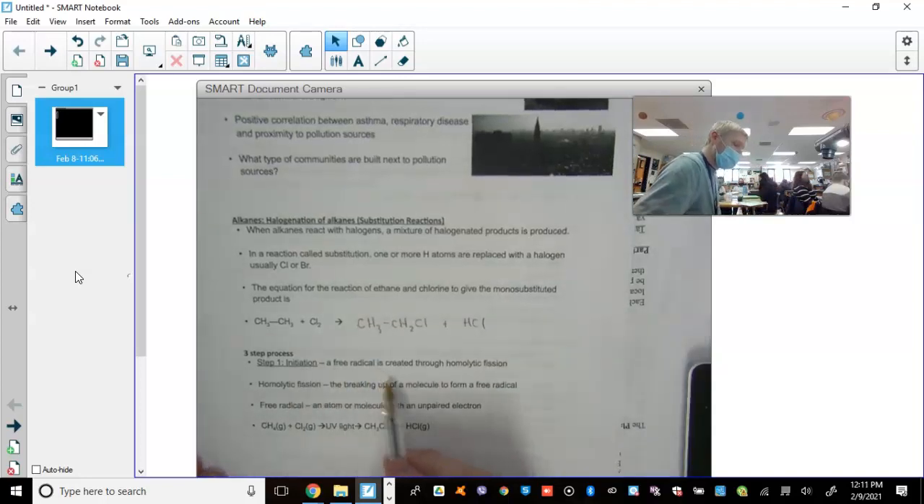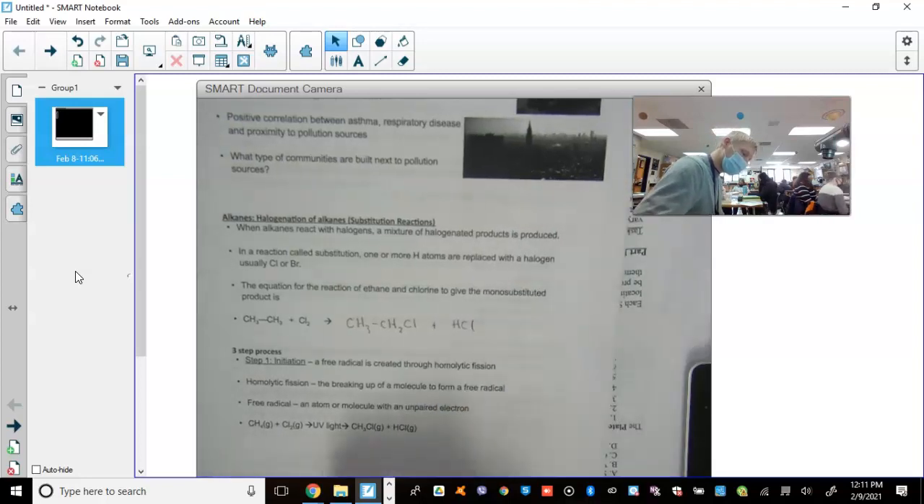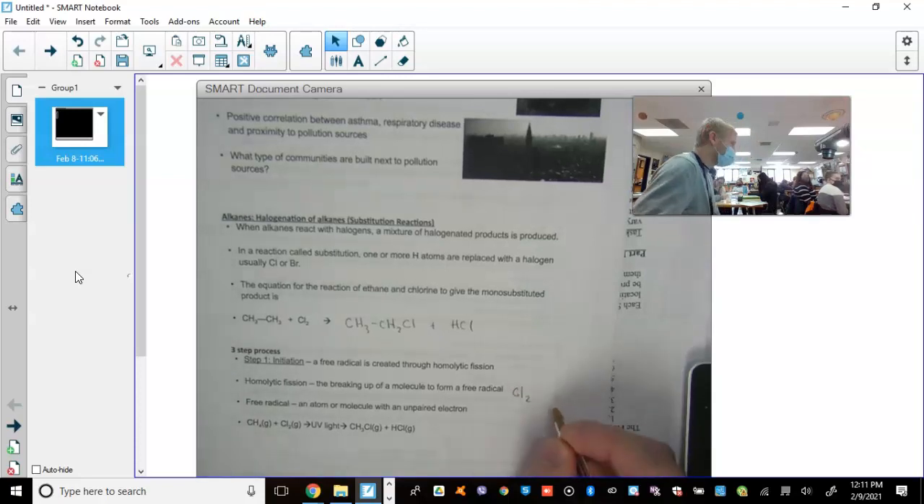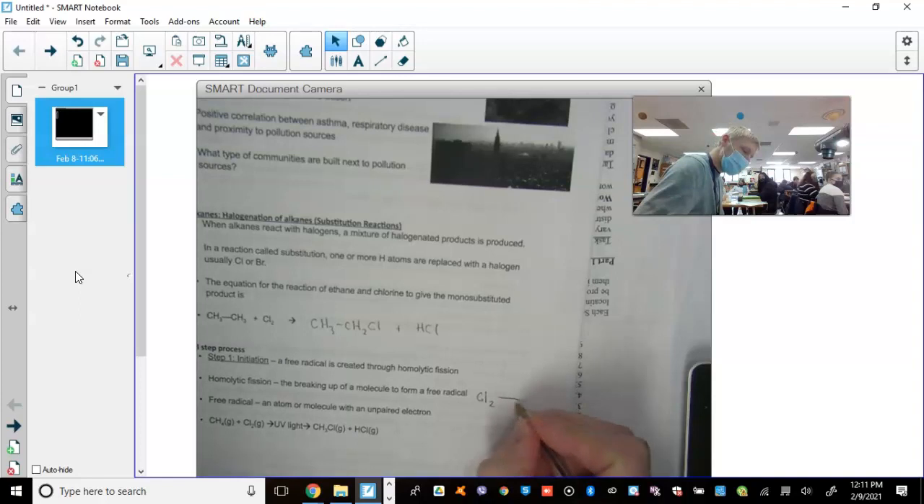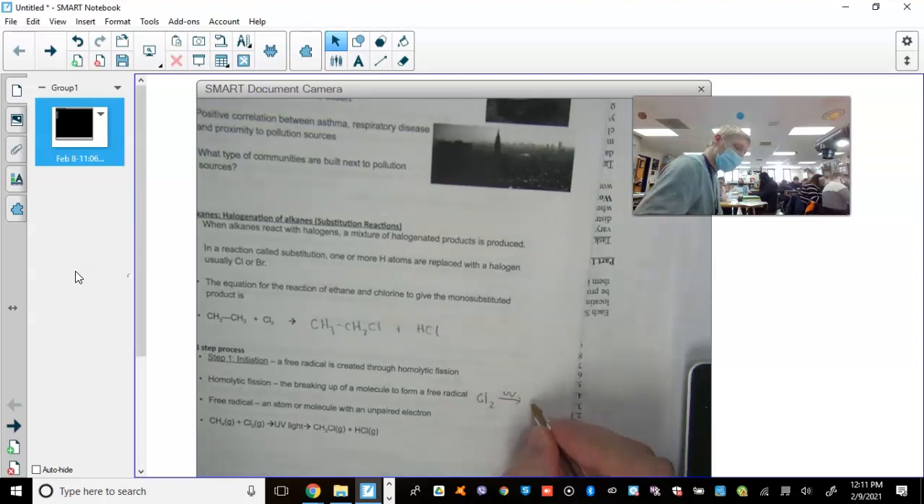Initiation: free radicals created through homolytic fission. What is homolytic fission? Well, it's the breaking up of a molecule to form a free radical. So what are we dealing with? Cl2. We'll talk about free radicals in a second. So there's chlorine, and what's going to happen is UV, which stands for ultraviolet light, hits it, and that sparks the reaction to form chlorine into 2 chlorine free radicals.